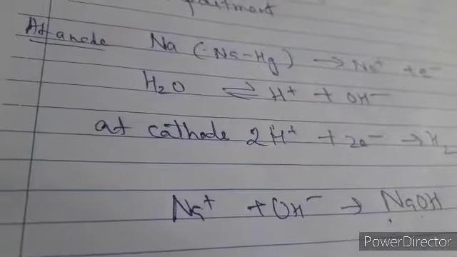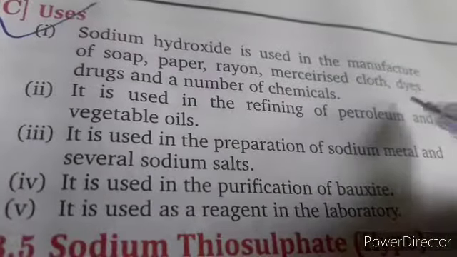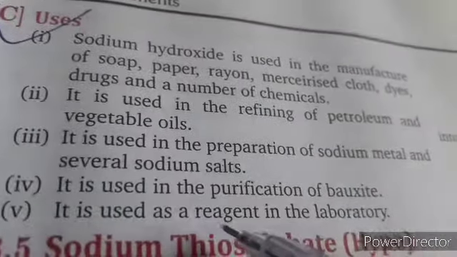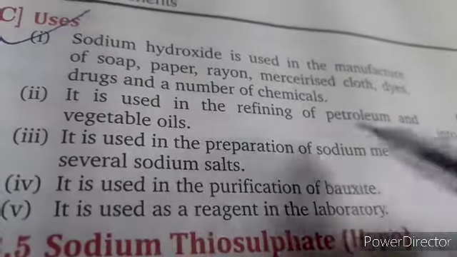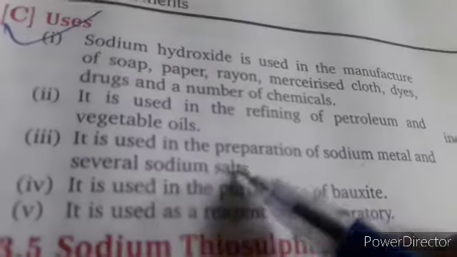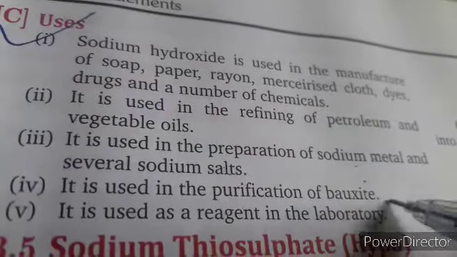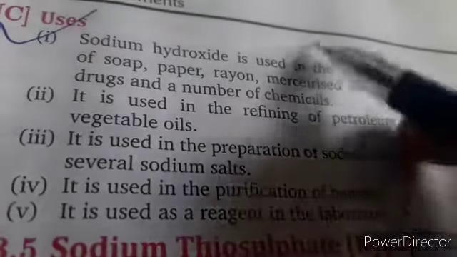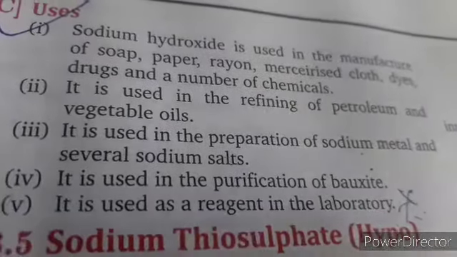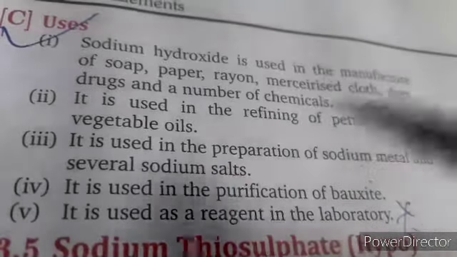Now we see the uses of it. The uses are there in your books. It is used to make soap, paper, rayon, cloth, tires, drugs, and different chemicals, for refining of petroleum and vegetable oils, to prepare sodium metal and sodium salts, for purification of bauxite, and as a reagent in the laboratory. It's a common one, so never write this answer; you focus on other examples. There are no chemical or physical properties for this portion in your course.